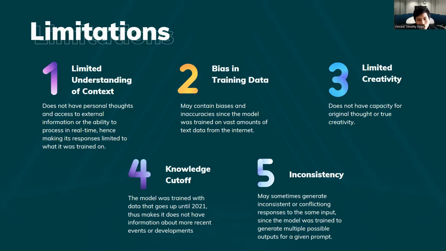The fourth one is knowledge cutoff. The model was trained with data that goes up until 2021. Thus, it does not have information about more recent events or developments. And the final one is inconsistency. ChatGPT may sometimes generate inconsistent or conflicting responses to the same input, since the model was trained to generate multiple possible outputs for a given prompt.